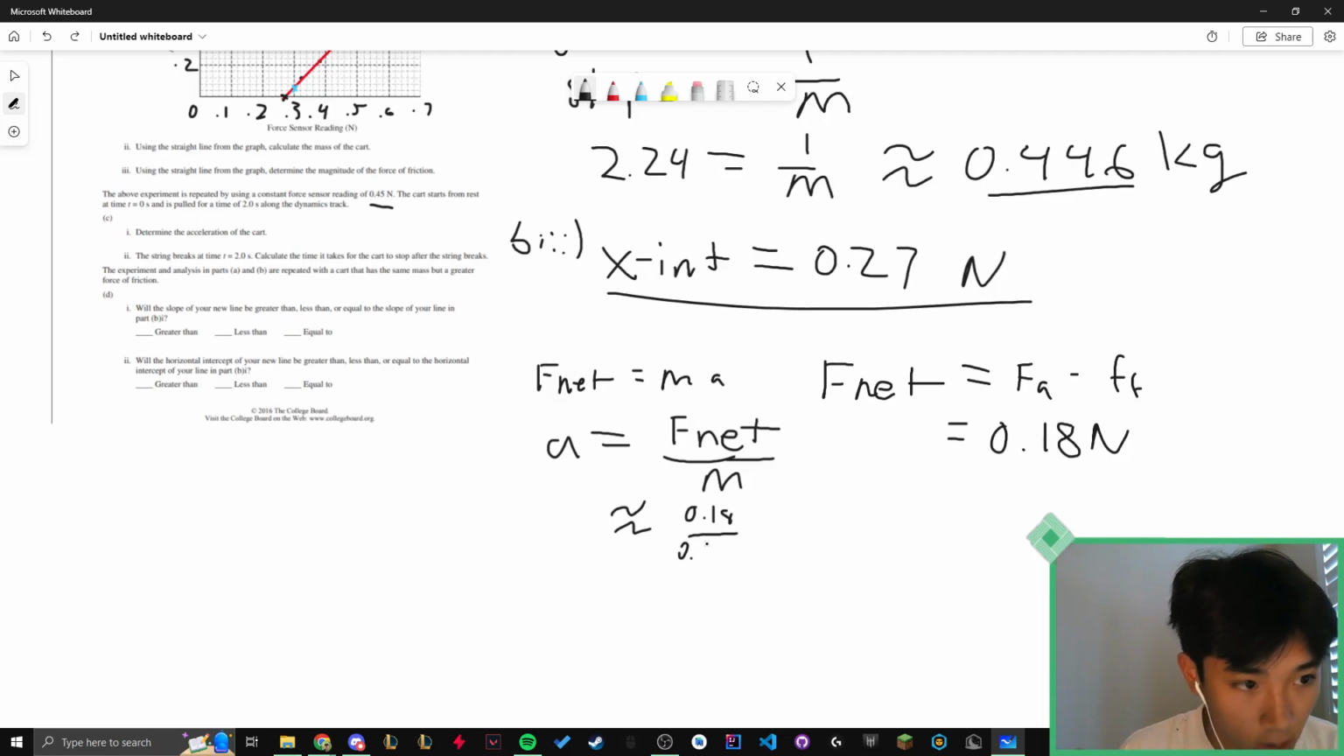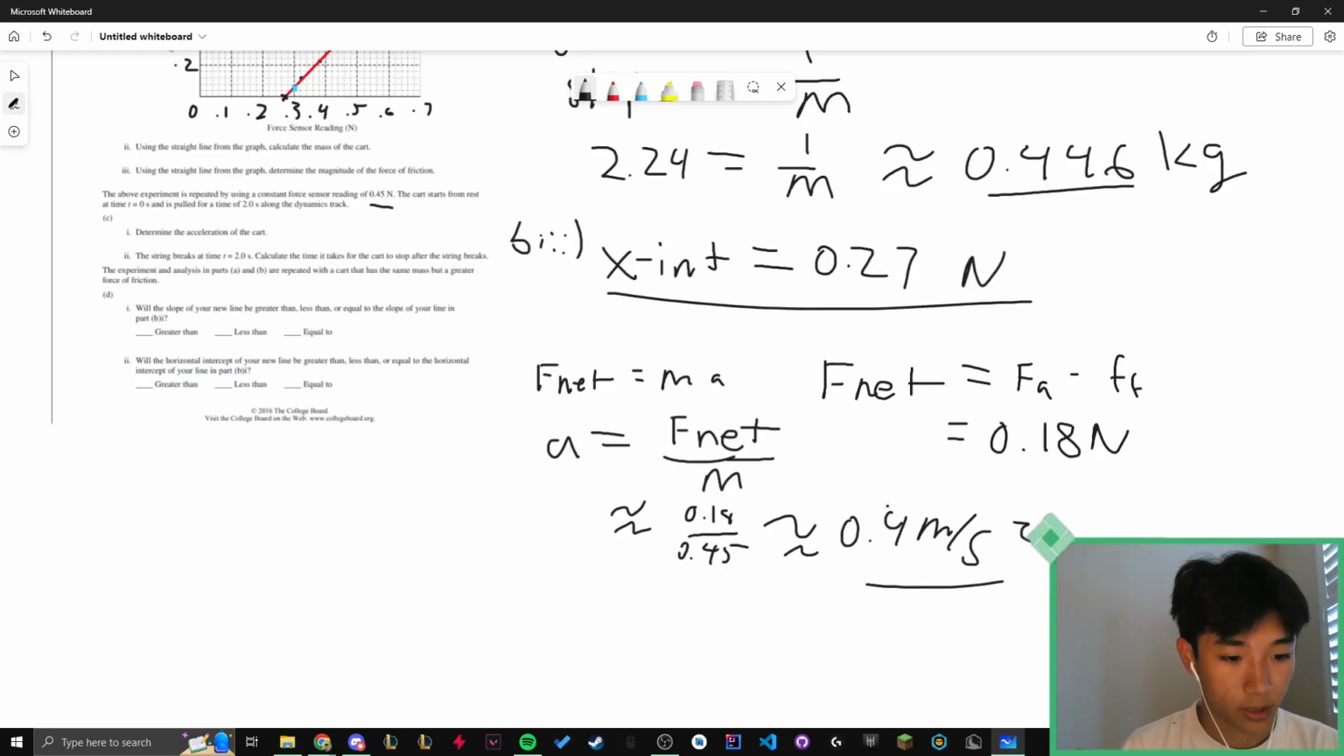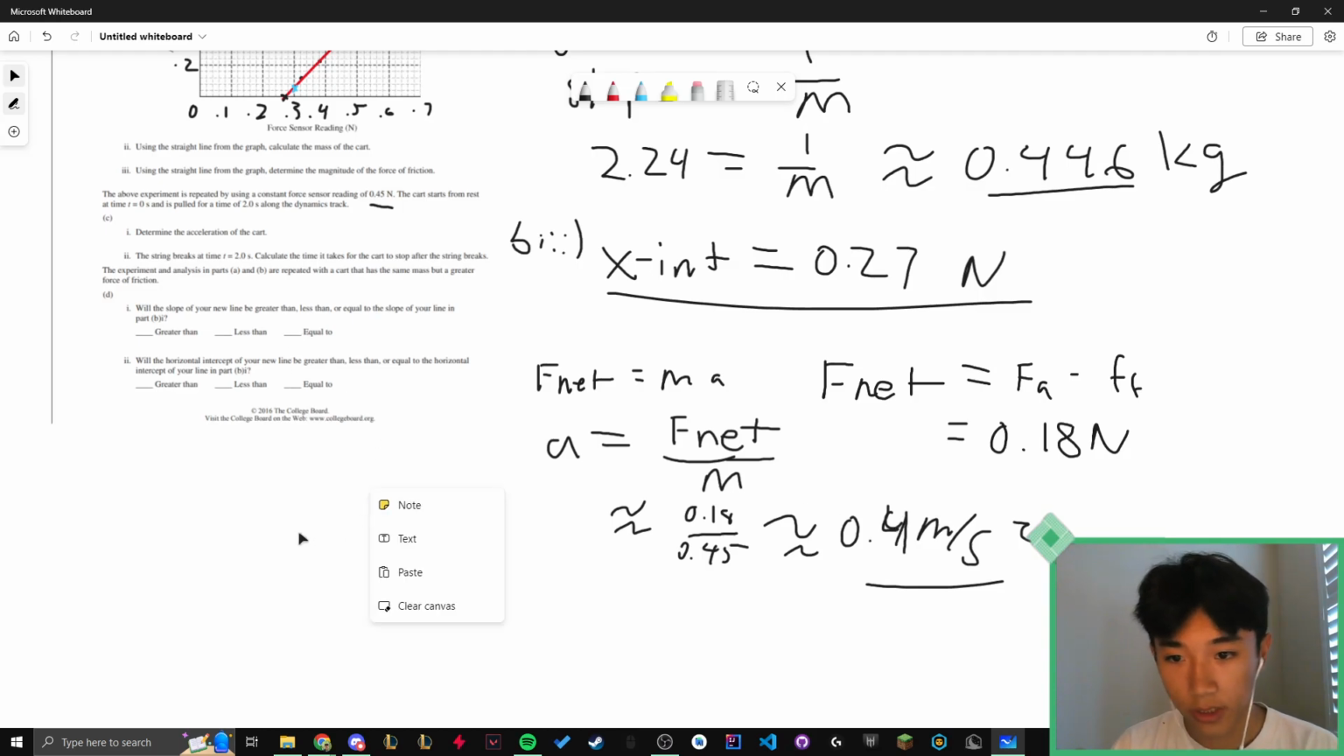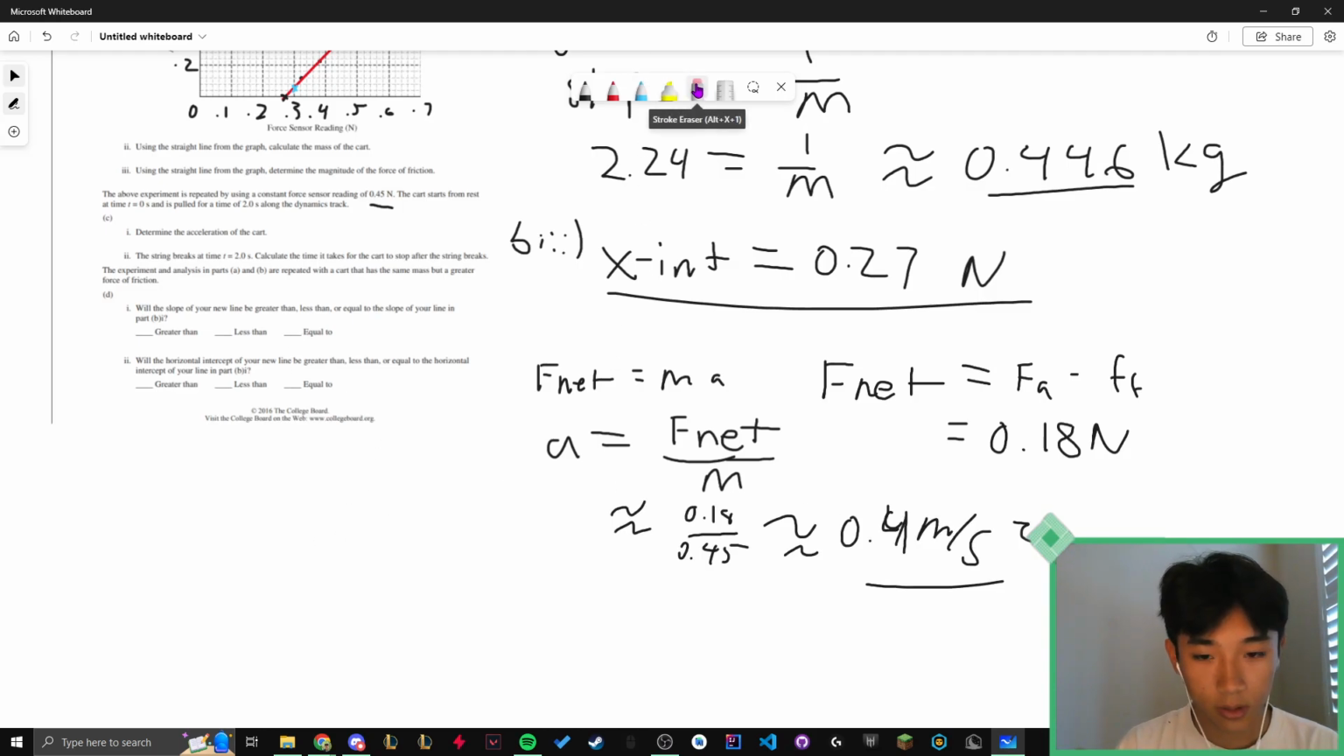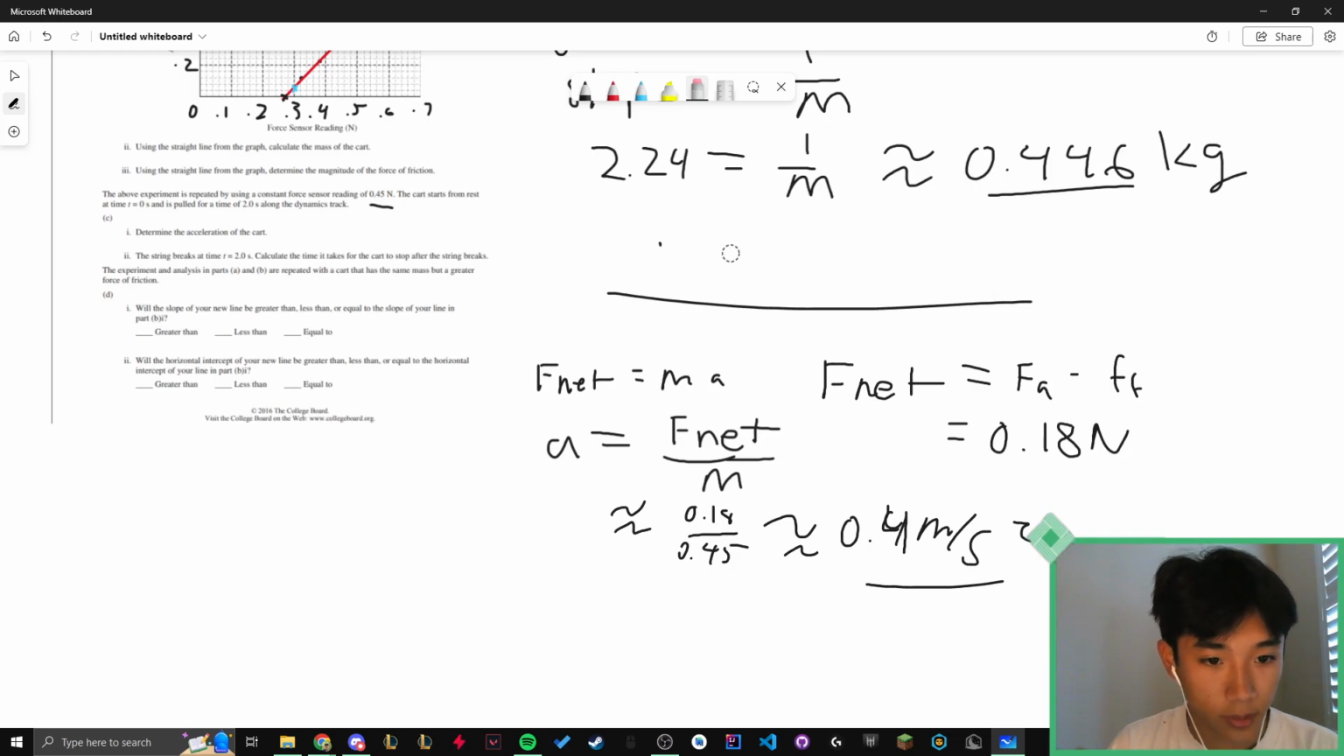0.04, let's just call this 45, just round up. 0.18 and 0.45, which would be roughly equal to 0.4 meters per second squared. And that would be our answer for the acceleration. So now I'm going to make some room here.